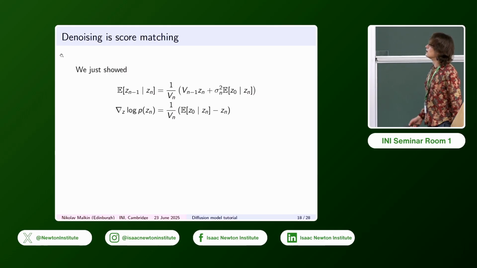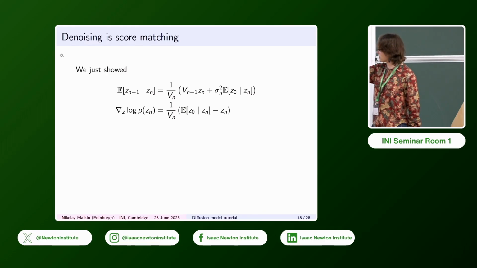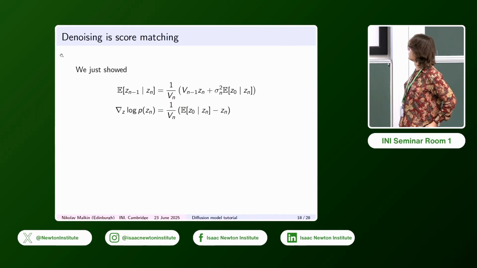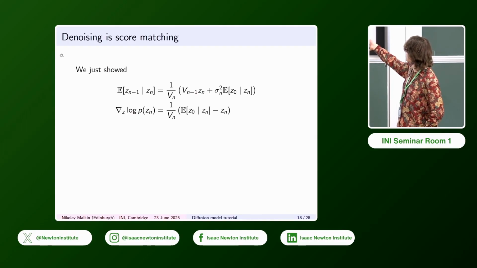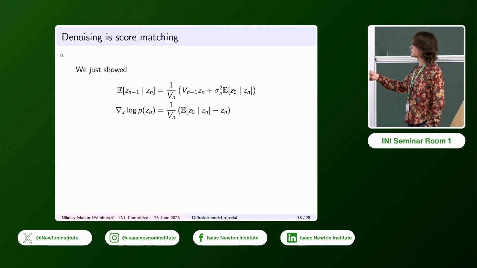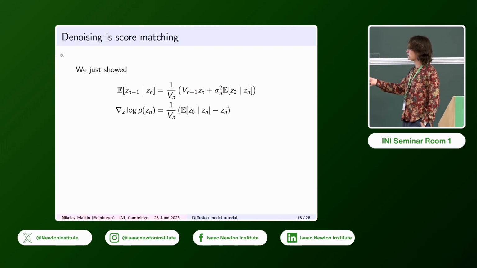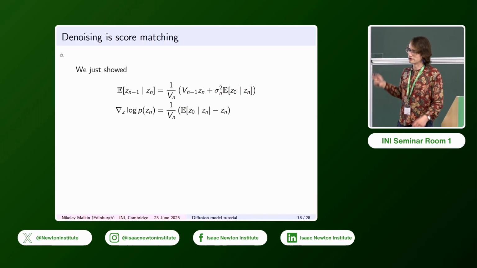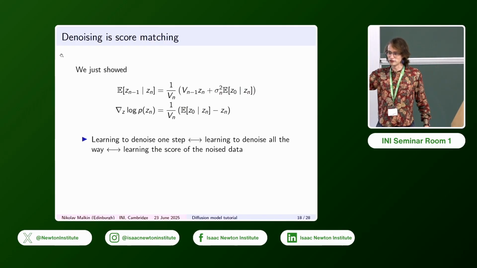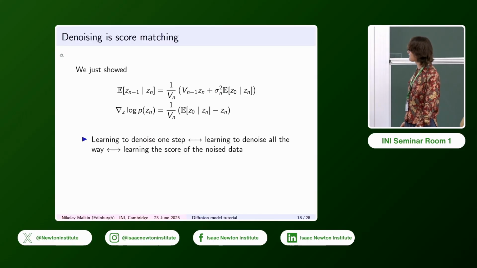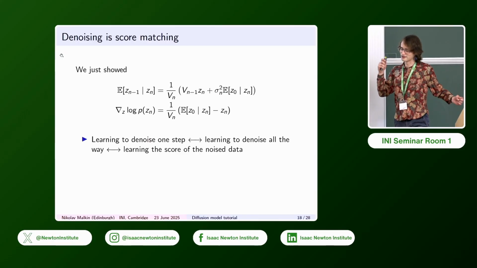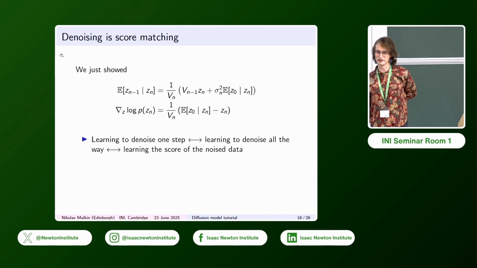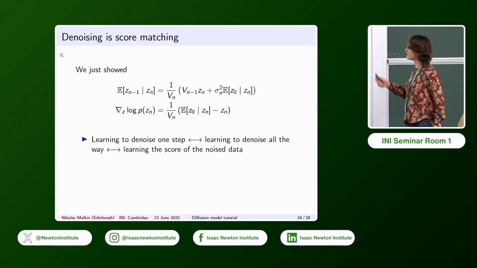So what have we shown? We showed that the conditional expectation of going one step from Zn to Zn minus 1 is expressed in terms of this denoiser, expected noiseless data given noisy data. And we've shown similarly that the score of the marginal distribution is expressed in terms of the same. So these three objects are all related to each other by just affine transformations where we know all the coefficients. So learning to denoise a single step from Zn to Zn minus 1 is the same as learning to denoise all the way, and it's the same as just learning the score function of the noised data distribution. These are all just algebraically the same thing.